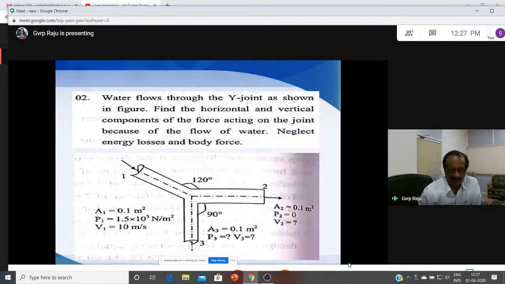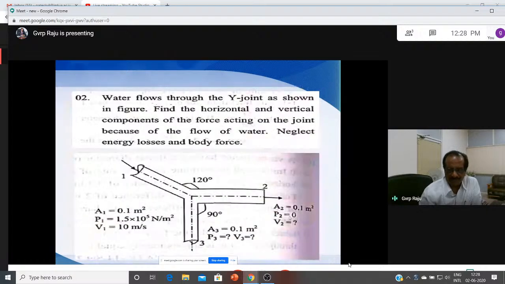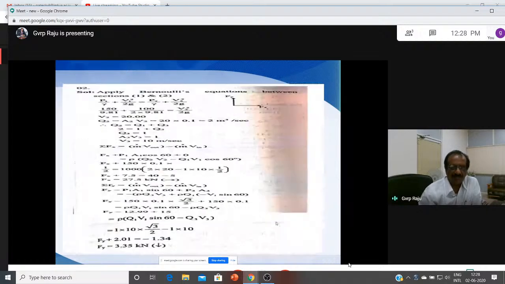So 150 by 9.81 and V1 is the velocity here. V1 velocity is 10 meters per second. The velocity here is 10 meters per second. So this is 100 by 2 into 9.81 plus V2 square by 2g, and P2 by gamma is 0 because P2 is 0. You can have V2 square by 2g, and from that you can find out V2. So use Bernoulli's equation, Z1 and Z2 you can cancel.